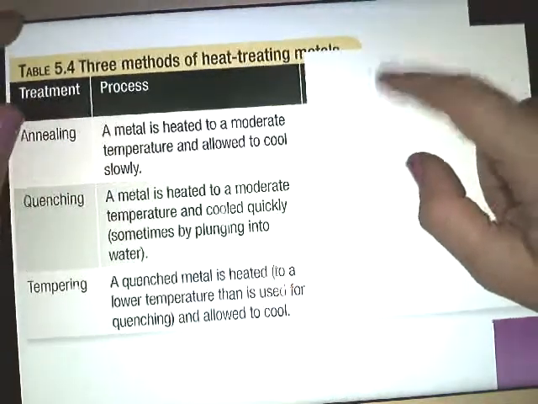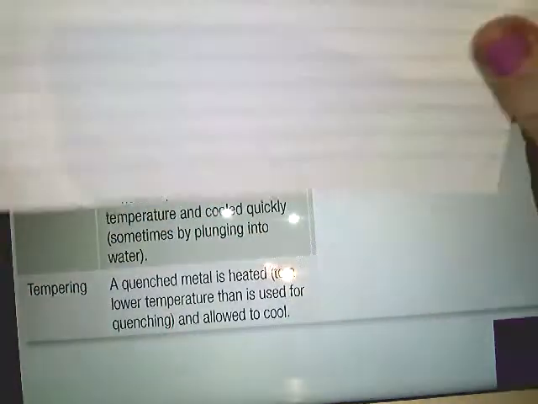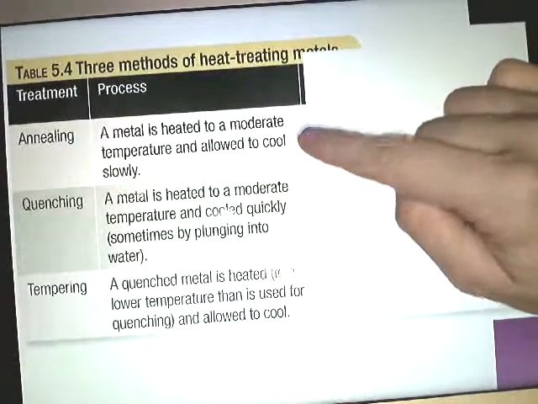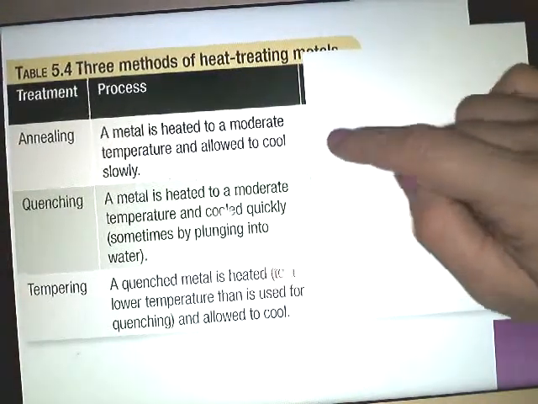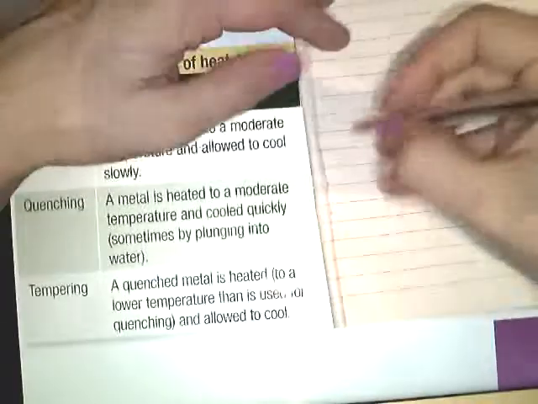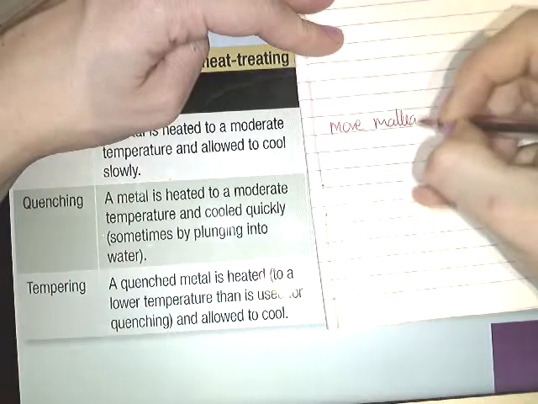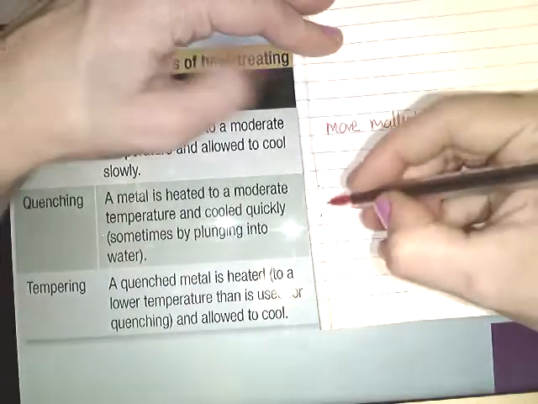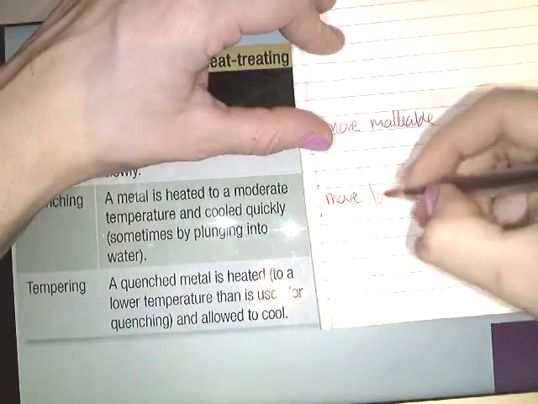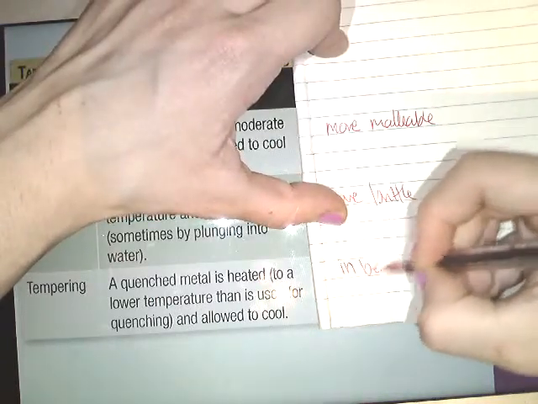You should go back to crystal size. What I want you to try and do is describe what you saw here. The results we should have gotten are that annealing was more malleable, quenching was more brittle, and tempering was in between.